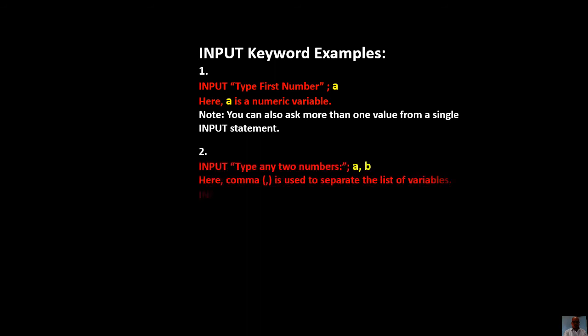Number two example: input "Type any two numbers"; A, B. Here the comma is used to separate the list of variables, input A comma B. Number three is like input "Type your name"; N$. Here N$ is a string variable.